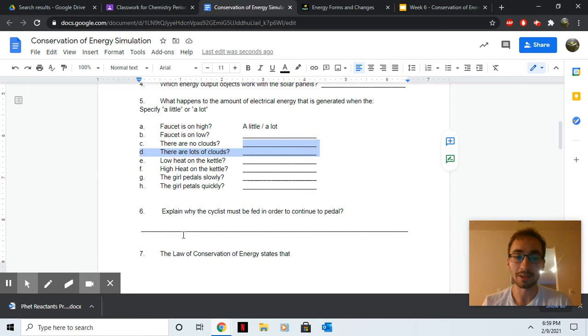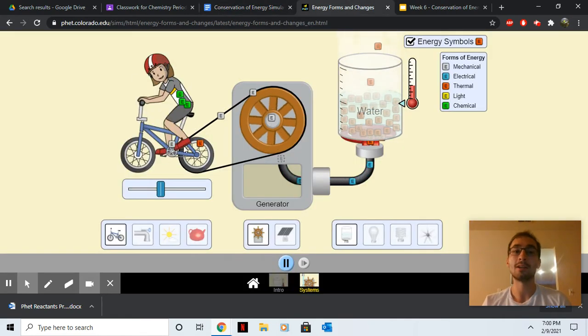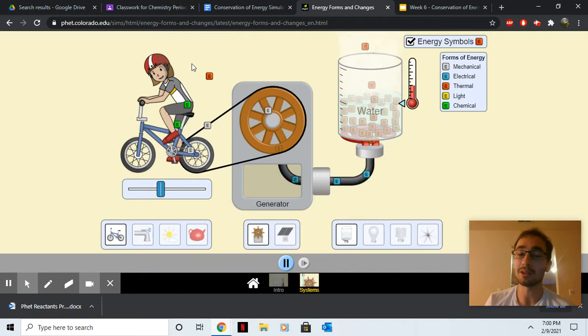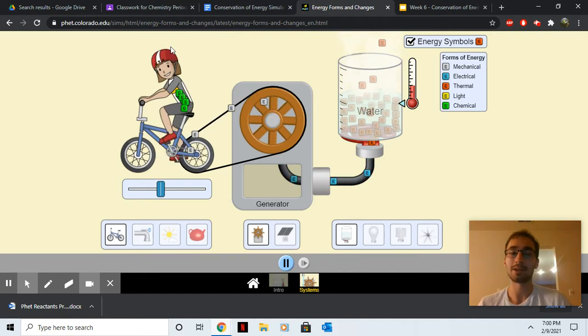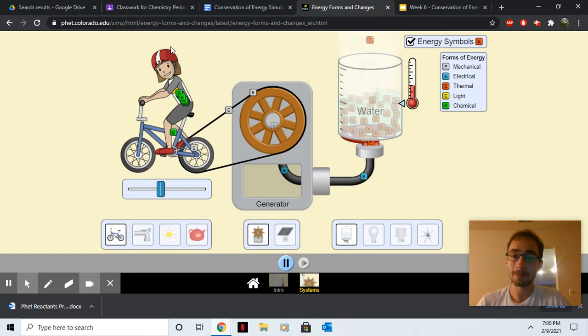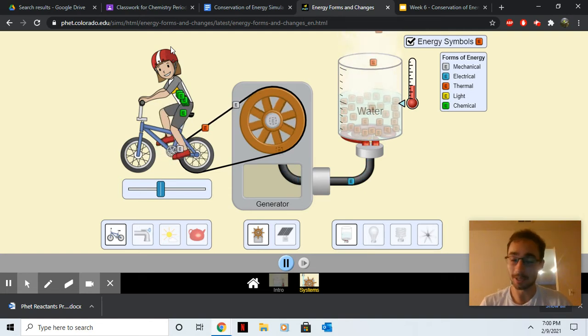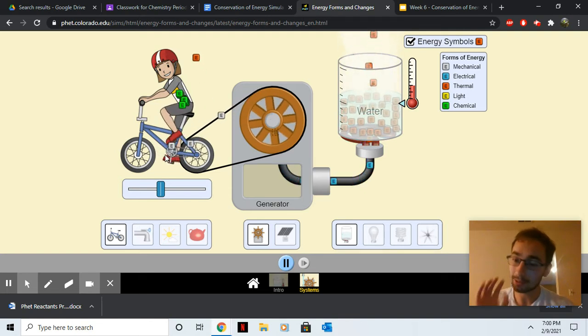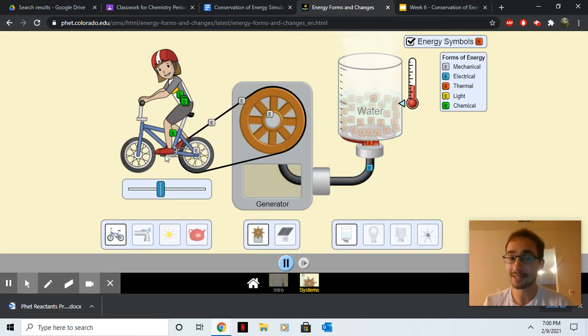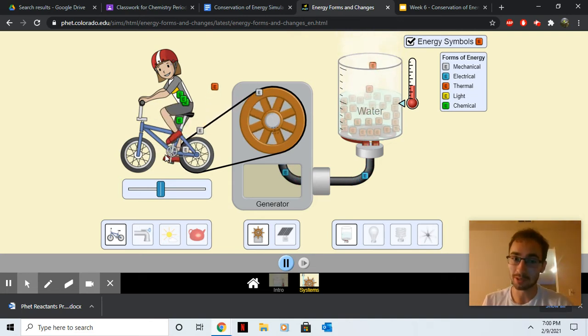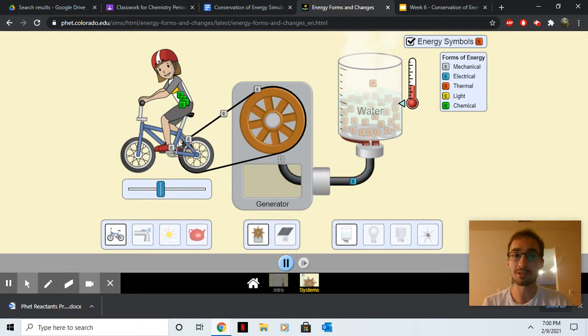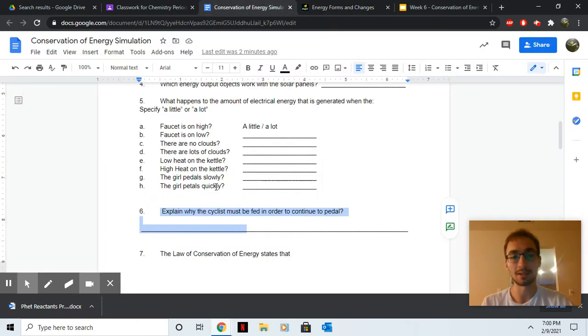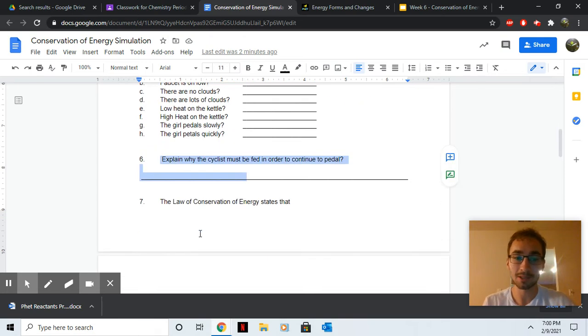Okay. Then number 6, try and think, why do you need to keep feeding her? Why do you need to keep giving her energy? Hint, think about, why can't she just pedal all day? Hint, like the law of conservation of energy states that energy cannot be created or destroyed, only changed. So where must her energy come from? That's what I'm trying to get at for number 6.